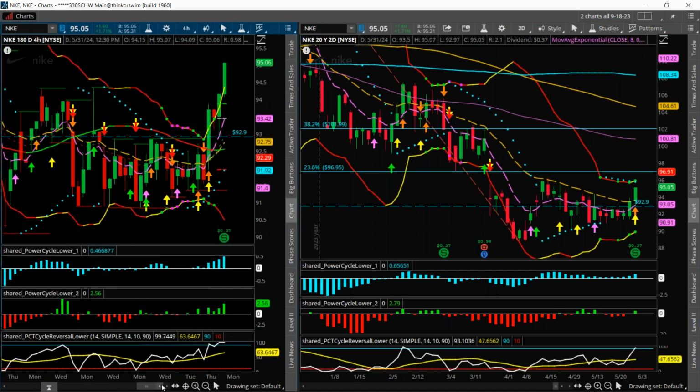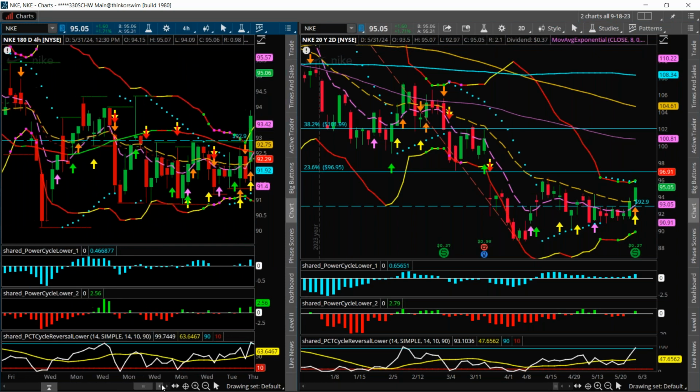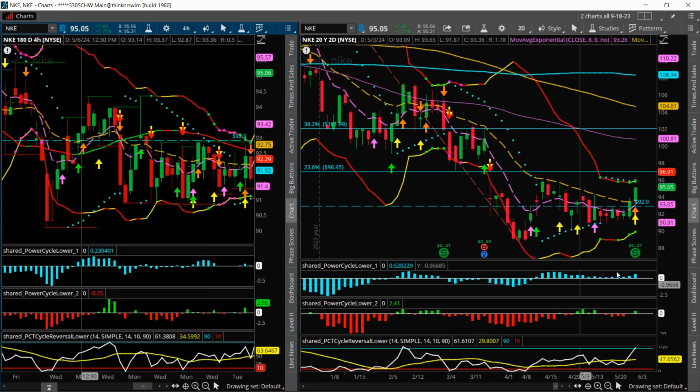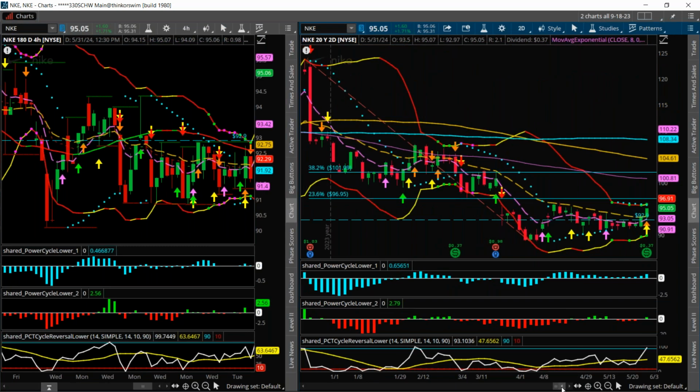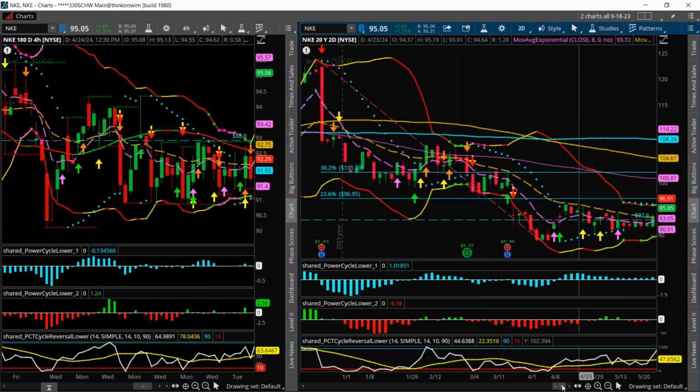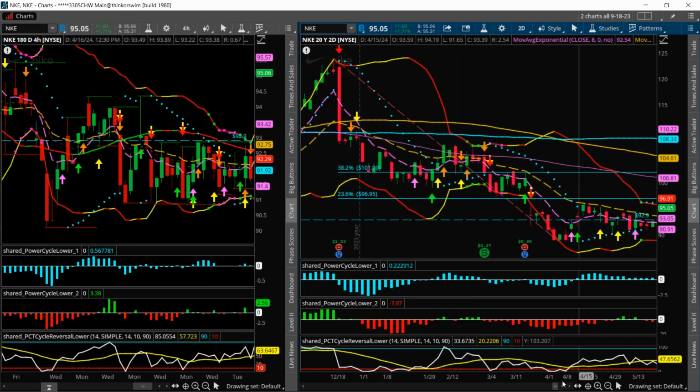So here's the trade setup. Here's where we actually got in. We've been watching Nike here for a couple of weeks. Nike sold off hard, and these are the kind of patterns I start liking to look for. You can see Nike came down below all the moving averages, so that's a cycle low.